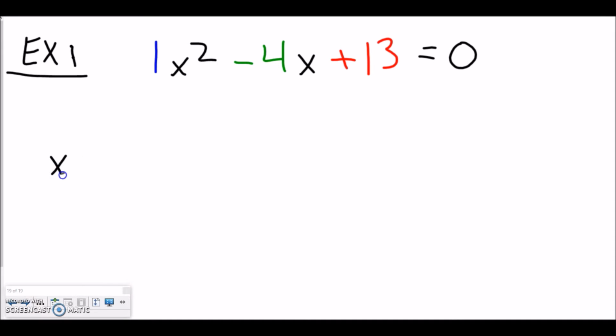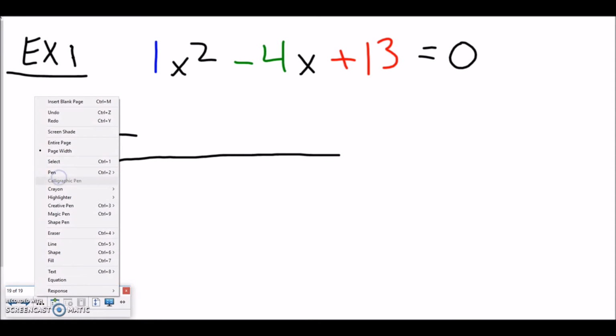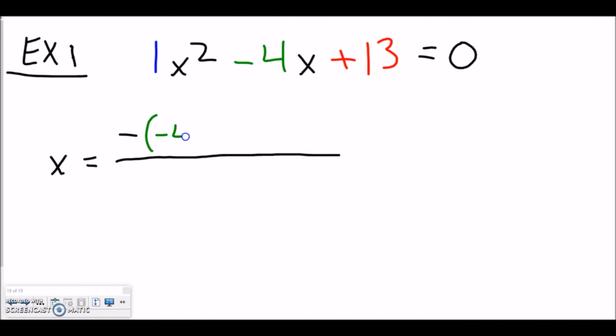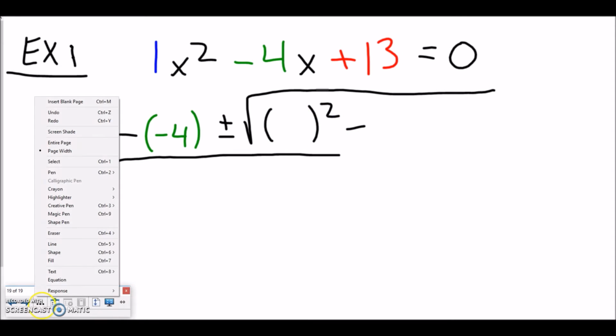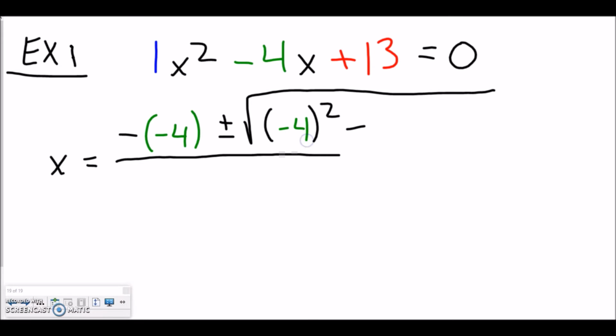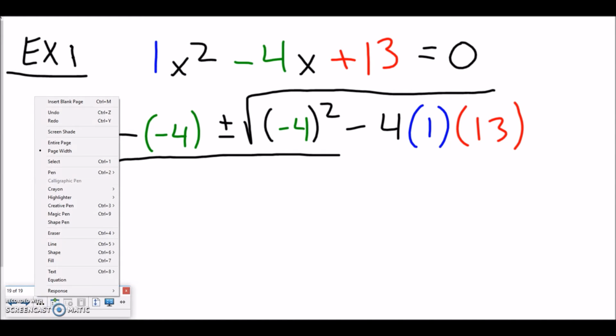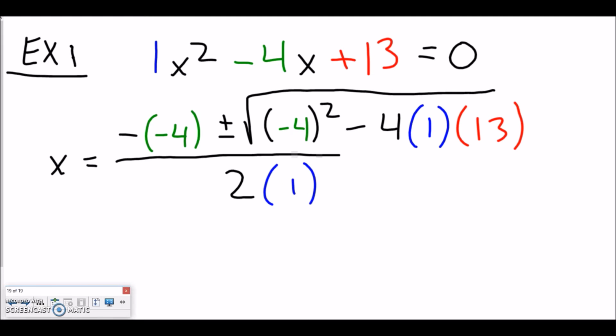All right, let's plug all of these numbers into my equation. First of all, it's negative b. Be very careful here, because b is negative 4, so it's minus a negative 4. Plus minus square root of b squared. B squared again is our minus 4. Minus 4 times a, which is 1, times c, which is 13. All over 2 times a. So the hardest part of this will probably just be plugging all these numbers into the right spot.